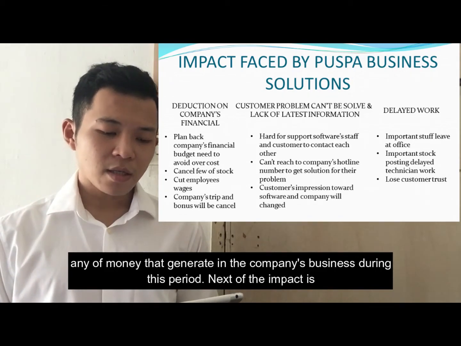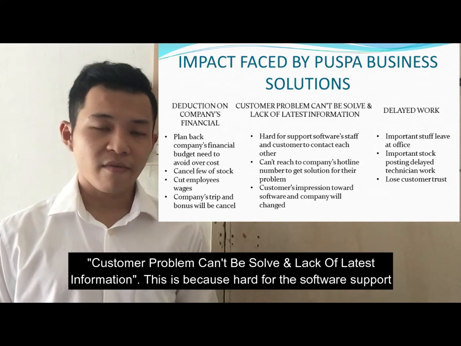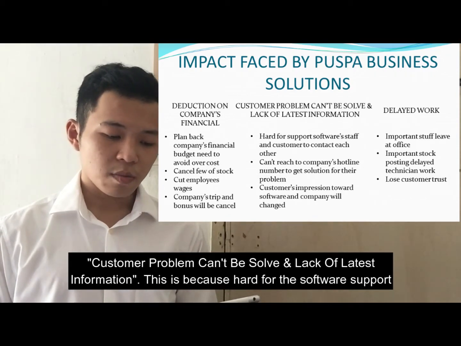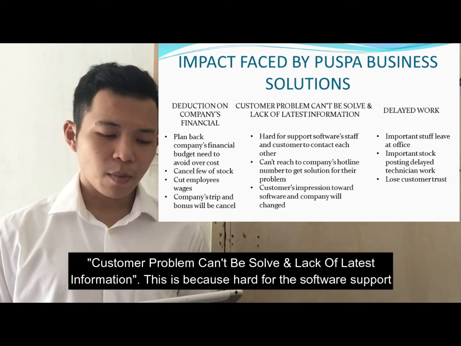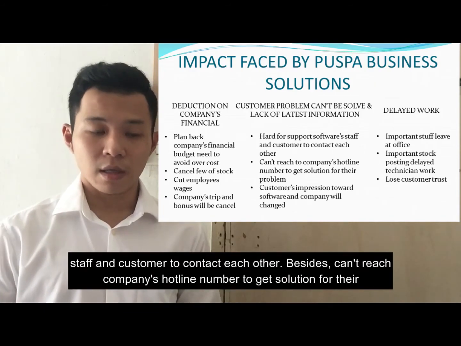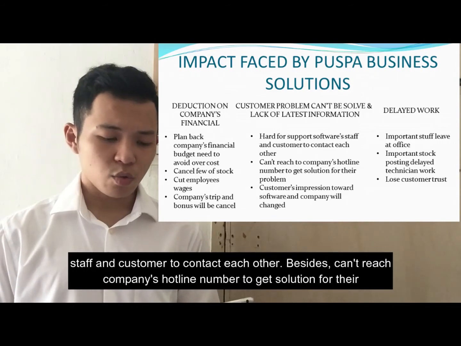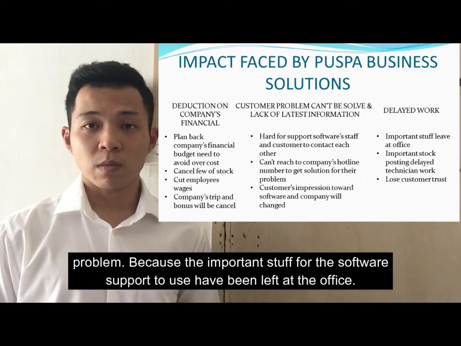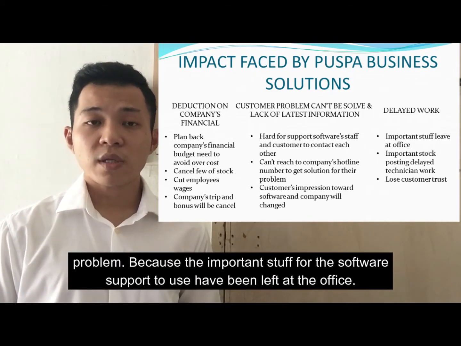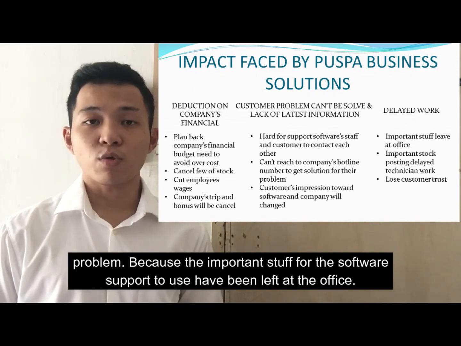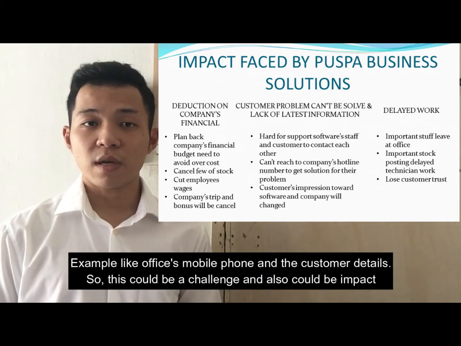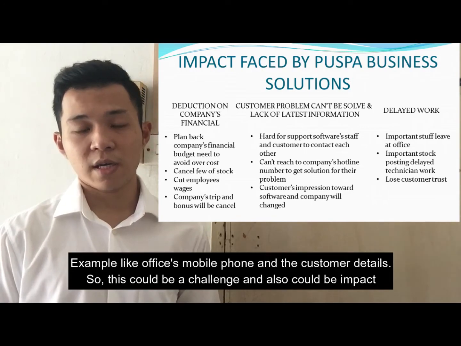And next impact is that customer problems cannot be solved and there is a lack of latest information. This is because it is hard for the software support staff and customers to contact each other, and customers also cannot reach the company's hotline number to get a solution for their problem, because the important things for the software support to use have been left at the office, for example the office mobile phone and the customer details.